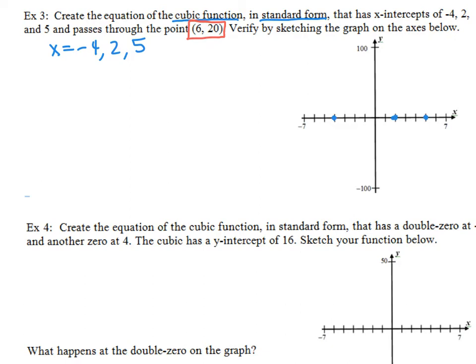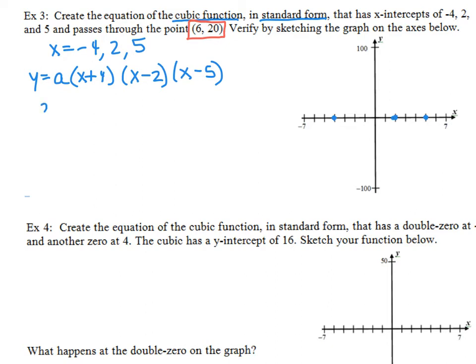So if x equals -4 is a root, that means that x plus 4 had to be a factor in this polynomial equation. So I'm going to set it up as y equals a times x plus 4. If 2 is a root, that tells me that x minus 2 has to be a factor. And if 5 is a root, that tells me that x minus 5 has to be a factor. Now before I proceed in multiplying this out to put it in standard form, it's always a lot easier to plug the point into the factored form to solve for my a value.